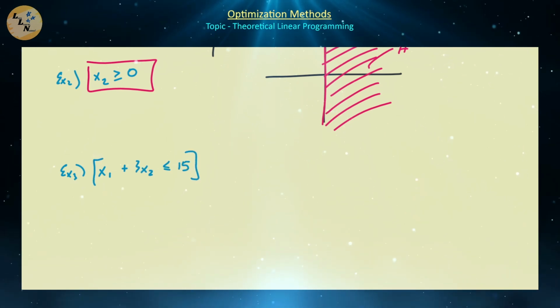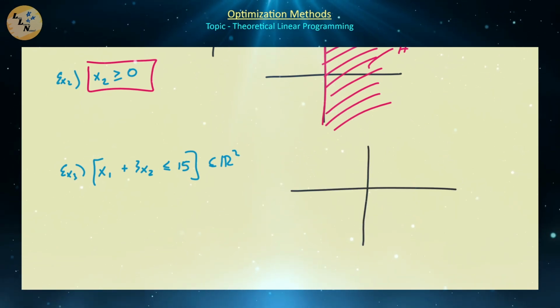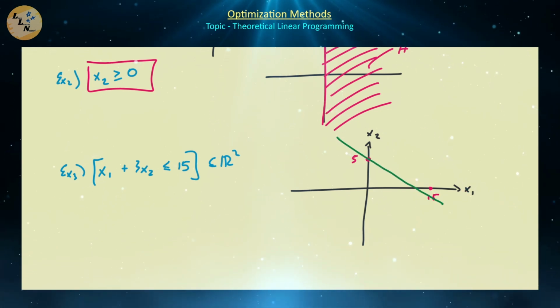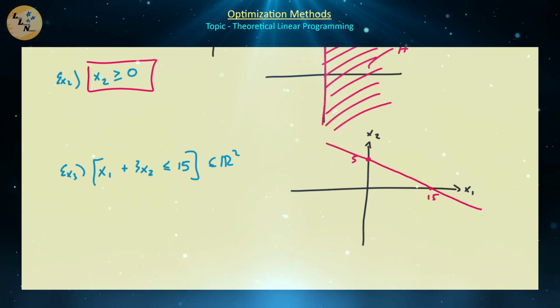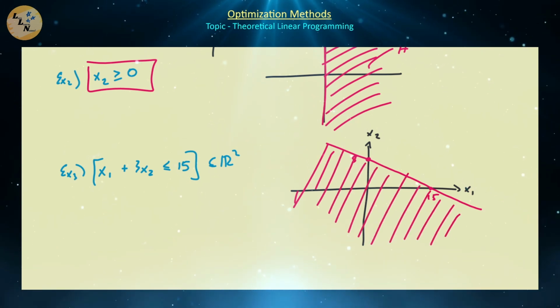And let's assume, of course, that this is embedded within R2. So what does this half space look like? One can find that if this is the x1 axis and this is the x2 axis, then 5 is going to be the vertical intercept, 15 is going to be the horizontal intercept. Our line of interest has to pass through those 2 points, of course. So that's going to be that. And then less than or equal to 15, that's going to be the downwards version. So this would be our half space, again, H.